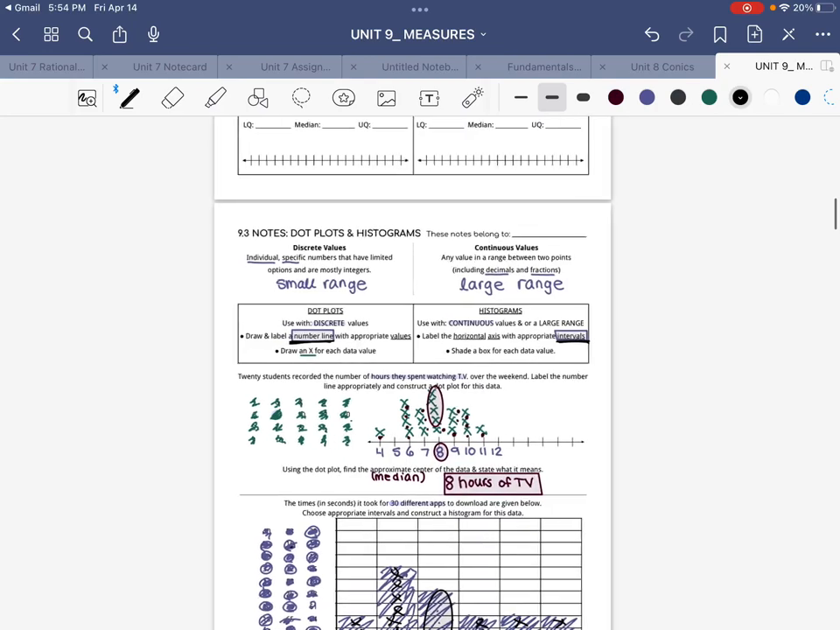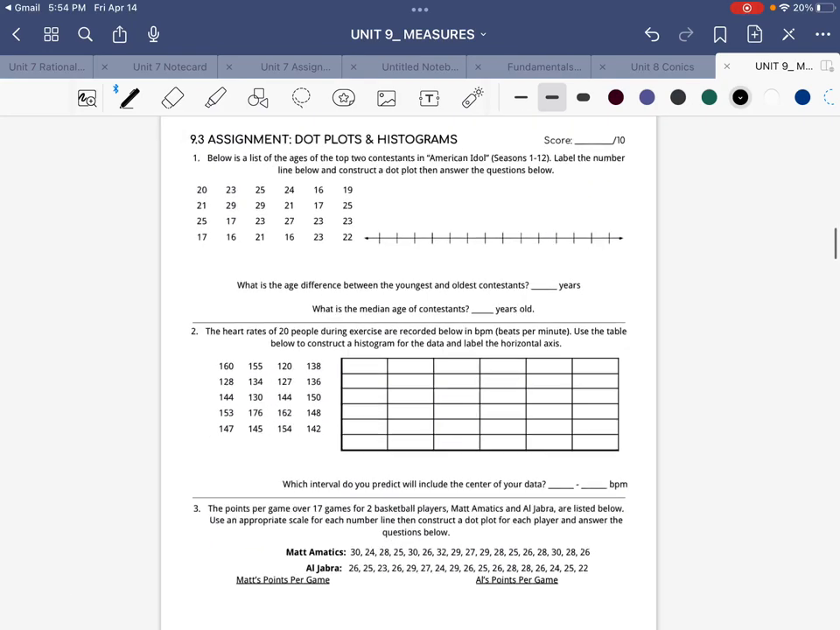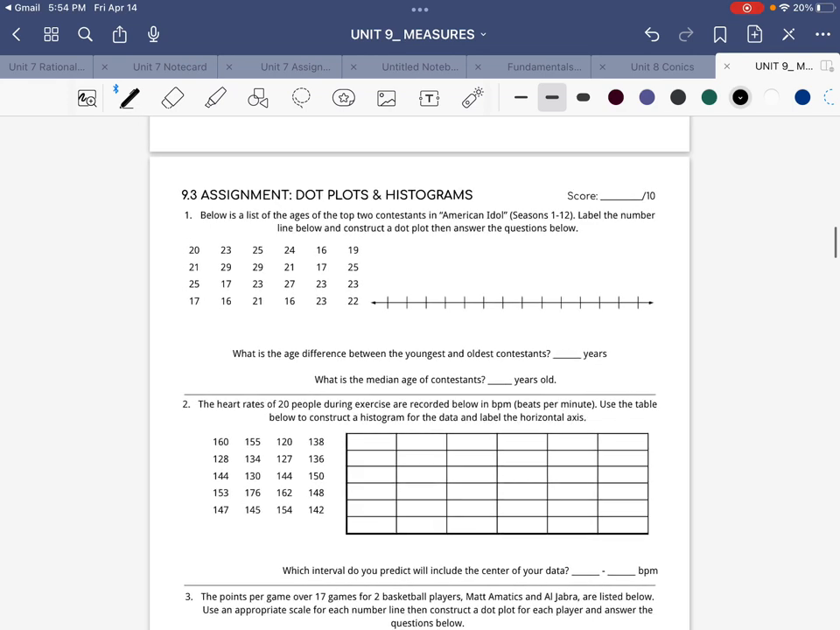Okay, now your assignment is on a separate page. It's not on the back side. It's on a separate page. Do me a favor and make sure that you write your name here at the top because there is not a name line. And they're not on the same page this time like they normally are.